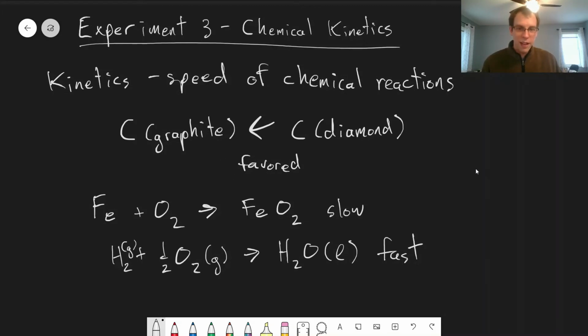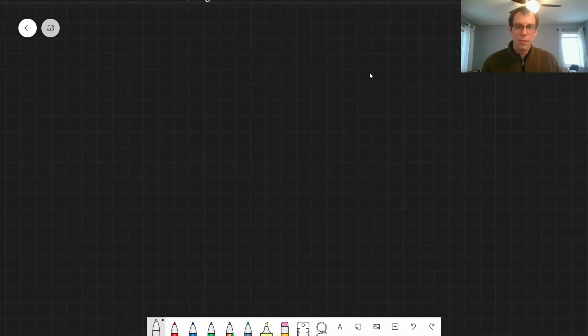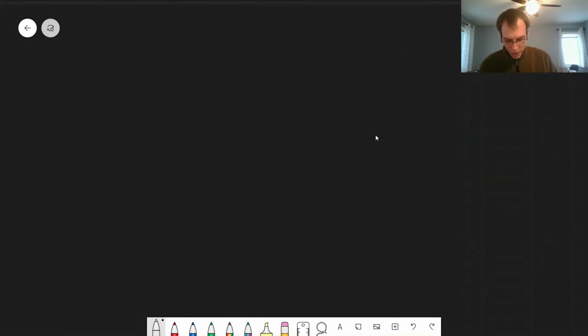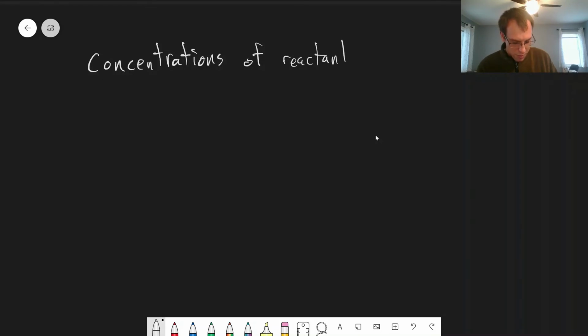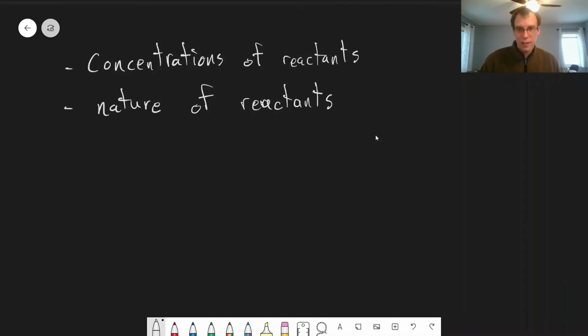So there are many different things that affect rates of chemical reactions. The main thing that we'll be altering in this lab is the concentration. So the concentrations of reactants in particular are one of the main things that drive the speed of a chemical reaction. The other major thing that affects the speed is the nature of those reactants. What type of things are you reacting? How energetic are they? How reactive are they? Temperature is another important variable that controls speed of chemical reactions. That's not something we're going to change in this particular lab.